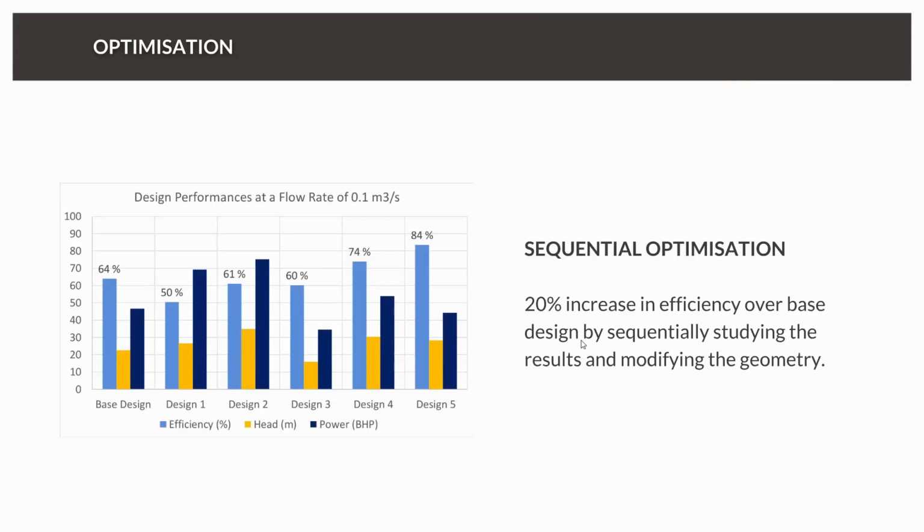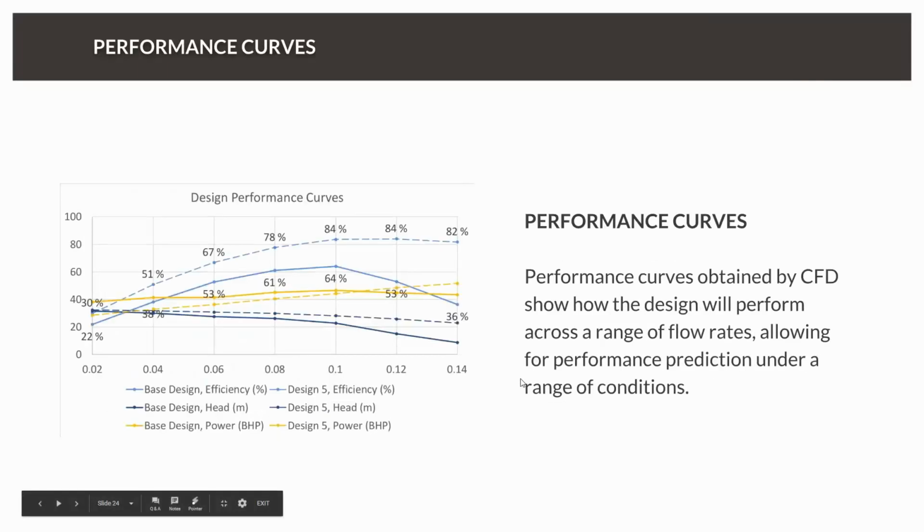And since our aim was to reduce the energy consumption, we should consider using design number 5. And the great thing about simulation is it not only provides us with information for a static point, but actually you can quickly create performance curves for different designs in just some seconds. In our example, we just copied the simulation and tested this for a lot of different mass flows. And here you can see how the design will perform across a range of different flow rates. And this allows us a performance prediction under a range of different conditions.